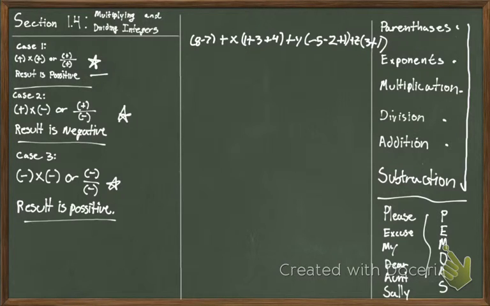Okay, so 8 minus 7 is 1, so I'm going to reduce that, plus x, and in this parentheses, I'm going to reduce 1 plus 3 plus 4 into 8. Plus y, and I'm going to reduce this next set of parentheses to, okay, so negative 5 minus 2 plus 1 is, let's see, minus 6. Minus 6 plus z, what's 3 plus 1 in this last set of parentheses? That's 4. That gives you that, okay?